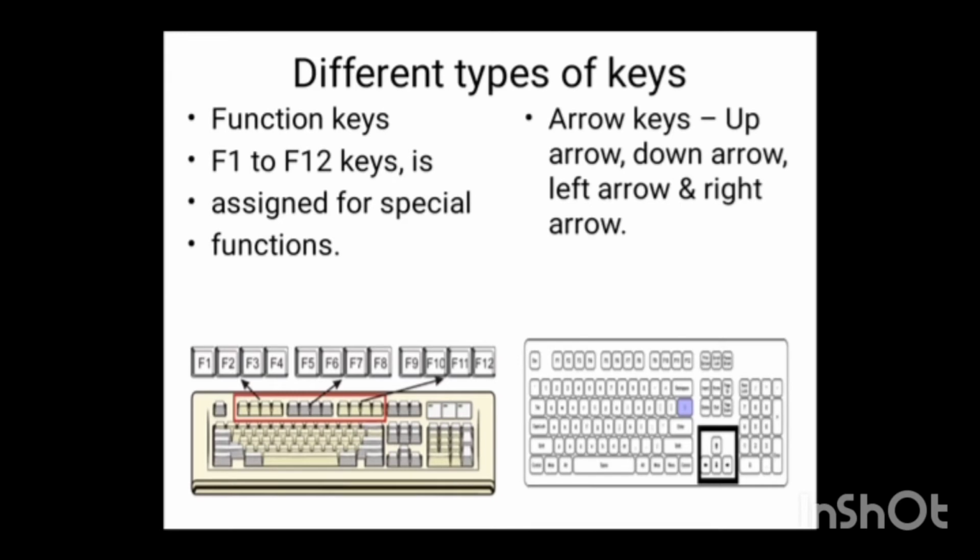Now, next it comes the function keys. That is F1 to F12 keys is assigned for special function keys as per the software. Next comes the arrow keys within the square box. Up arrow, down arrow, left arrow and right arrow, which allows to move along the document. Move the cursor along the document.